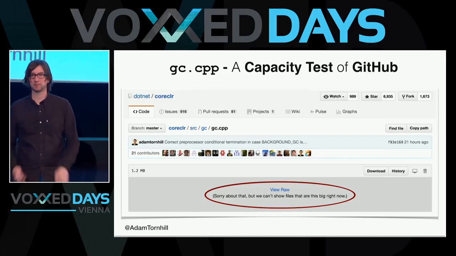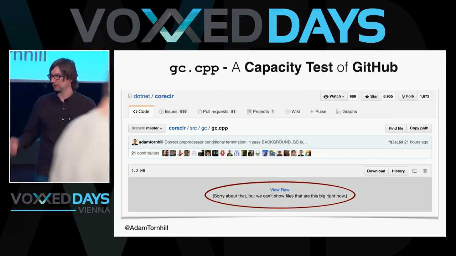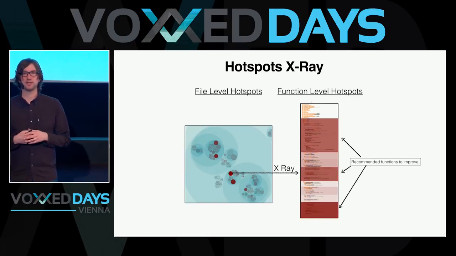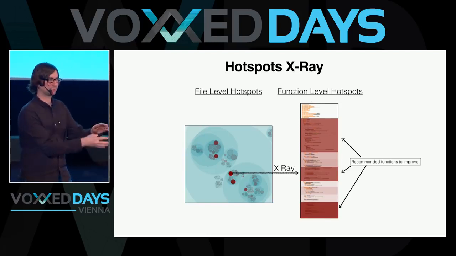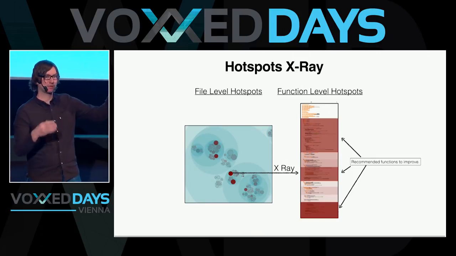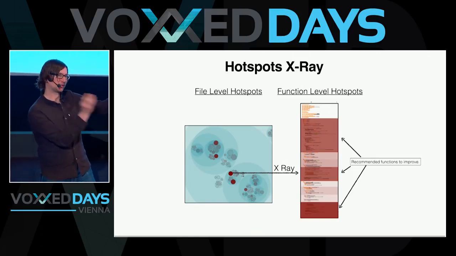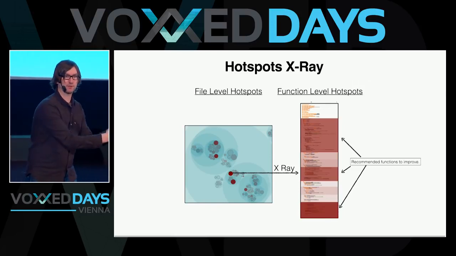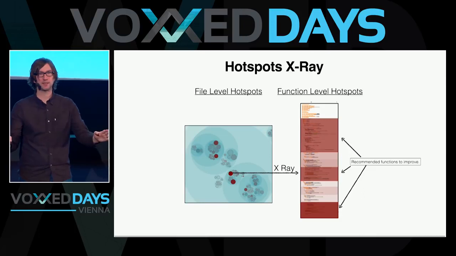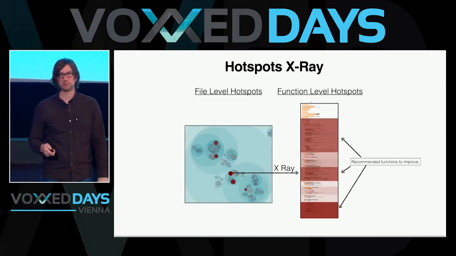So what I do when I come across those large hotspots is that I use the following technique. I take that large file and then I parse it into the different functions, and then I look at the commits in which functions do they hit over time. So that lets me calculate hotspots on a function level. Let me show you an example from gc.cpp.